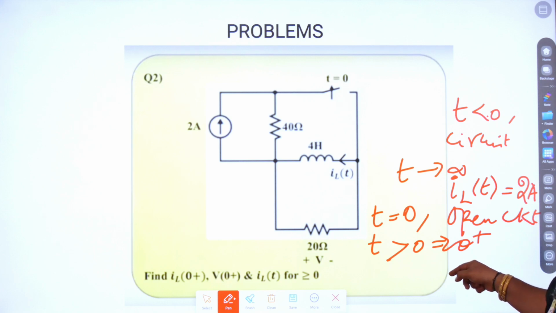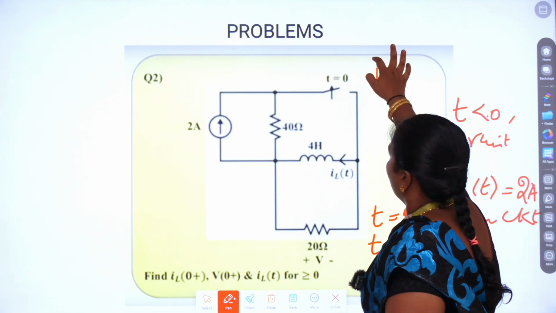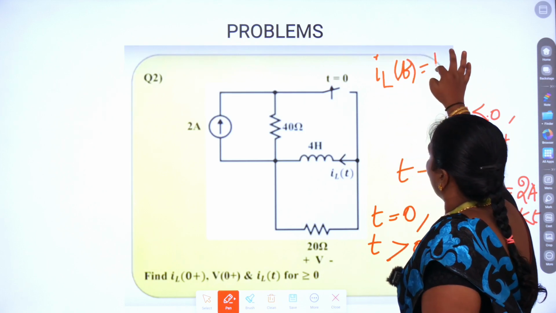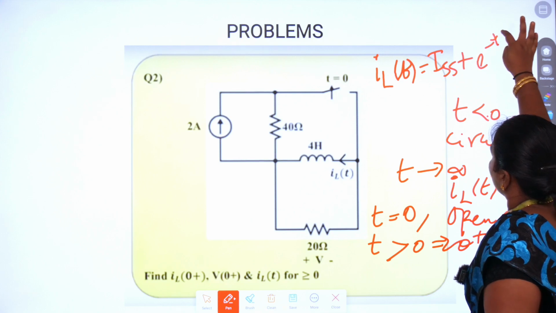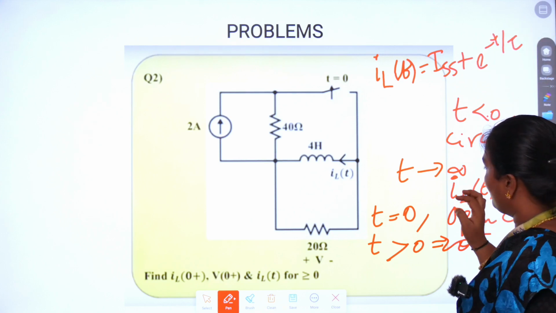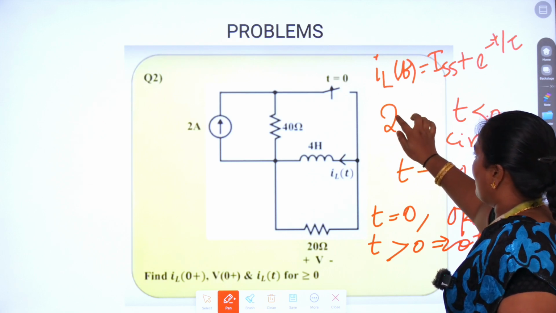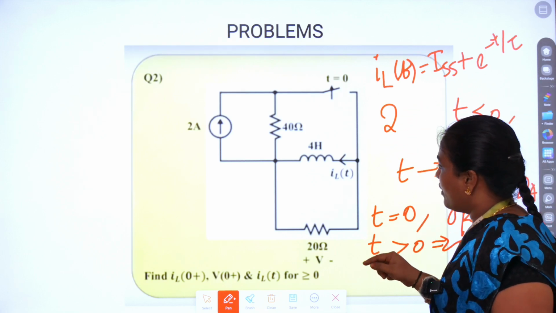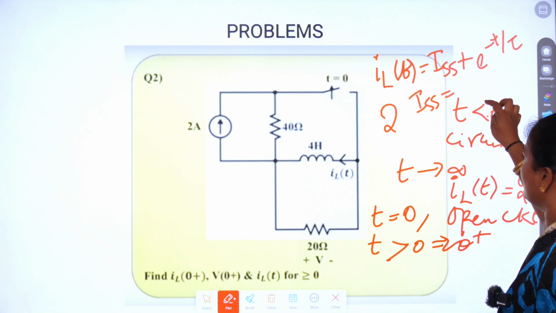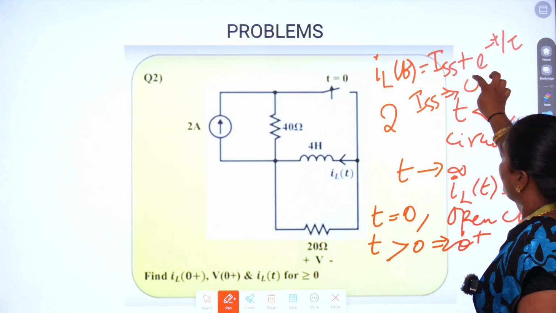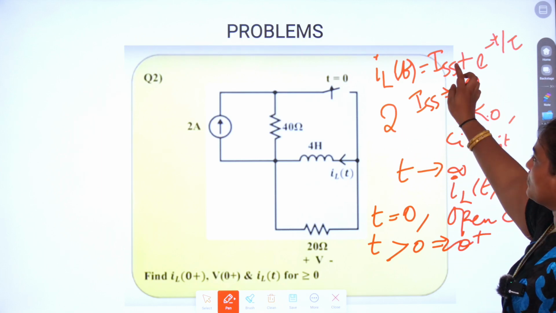When we find the value at 0 plus, IL of t will be equal to ISS plus e power minus t divided by tau. We know IL of t from this, so it is 2 amperes. Before I calculate IL of t, I have to calculate ISS. ISS, when you short circuit, means there is no current flowing across the element. So this will be 0.